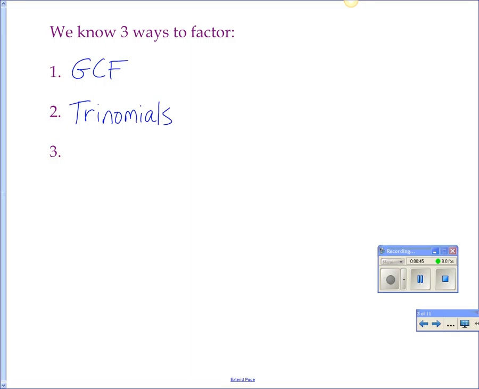And then what we learned yesterday was called difference of squares. How many parts does that one always have? 2. And what does the difference mean it has to have to start with? Anybody remember? A subtraction sign. So it always has to have a subtraction to be difference of squares.